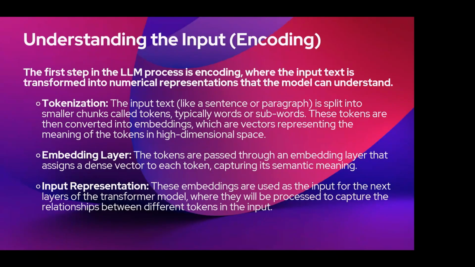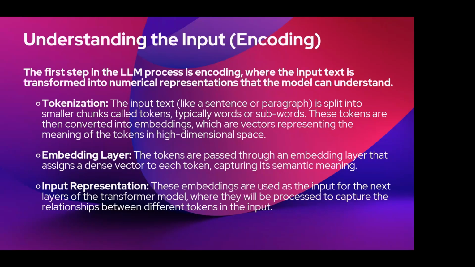After which the tokens are passed through an embedding layer that assigns a dense vector to each token, capturing its semantic meaning. So the numbers are passed into the second layer, which has a dense number of vectors. It is the step where it will understand its meaning. Later, the embeddings are used as the input for the next layers of the transformer model, where they will be processed to capture the relationship between the tokens in the input.